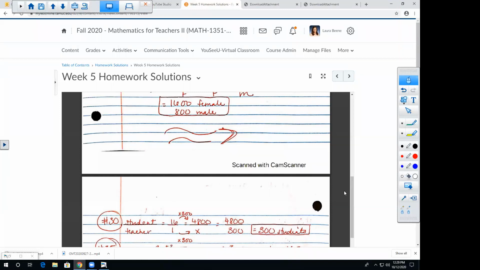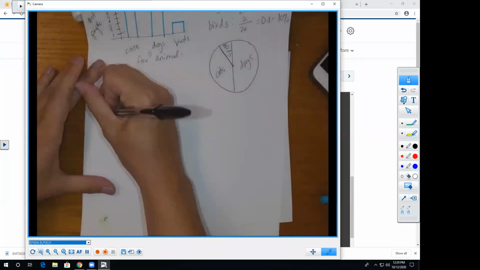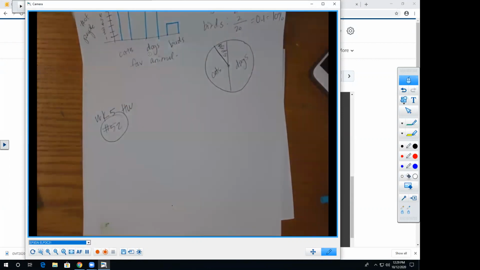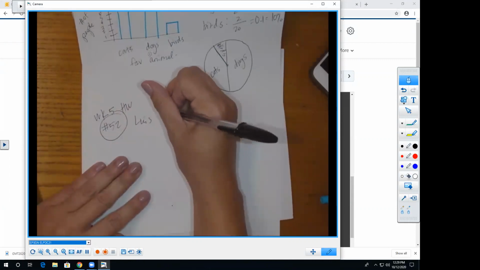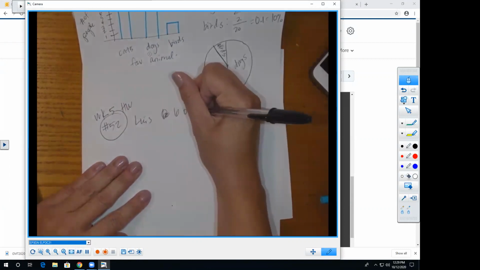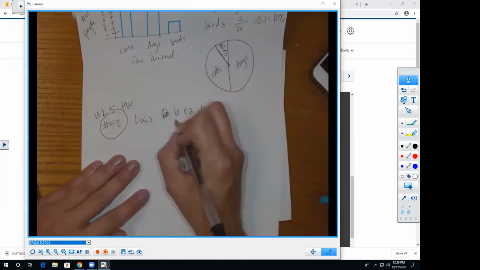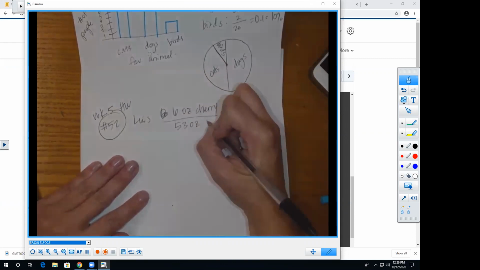Okay. I got it. Okay, so this is the unit rate problem. So this is week 5 homework, and it's number 52. So it says that Lewis makes 6 ounces of cherry syrup with 53 ounces of water.